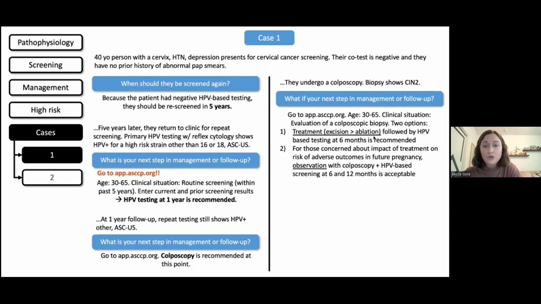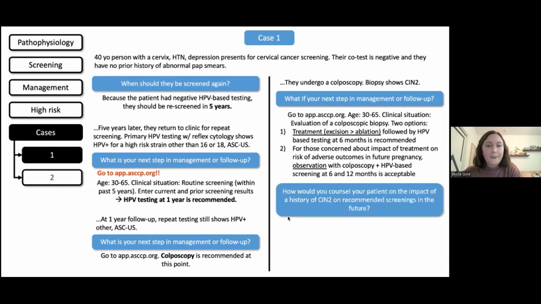And so it will say you can do treatment followed by the HPV-based testing that we talked about. Or if your patient is really considering becoming pregnant in the near future or has concerns about how treatment could impact future fertility, it's also reasonable with shared decision-making to have them undergo observation with colposcopy and HPV-based screening in 6 and then 12 months. And then just in general, how would you counsel your patient on the impact of what a history of CIN2 will mean for their future recommended screenings?